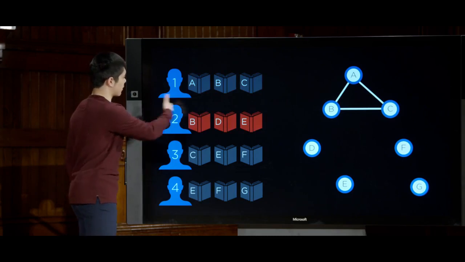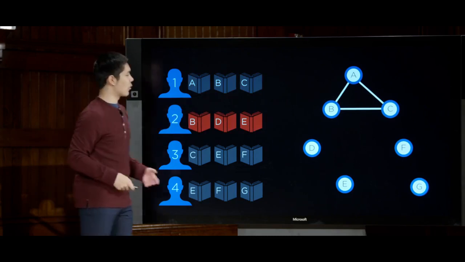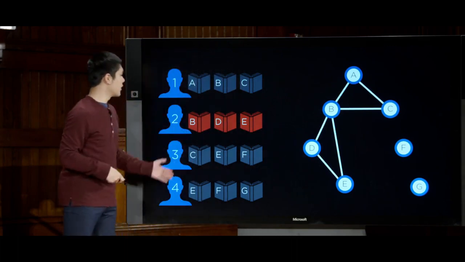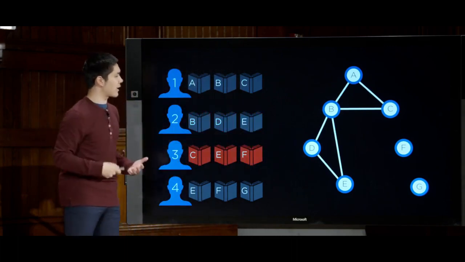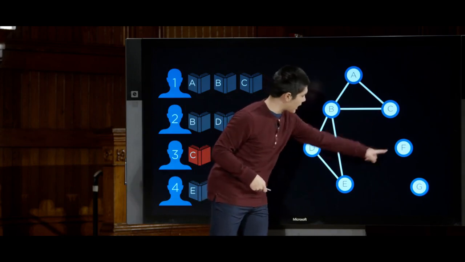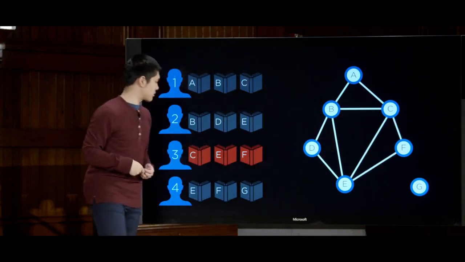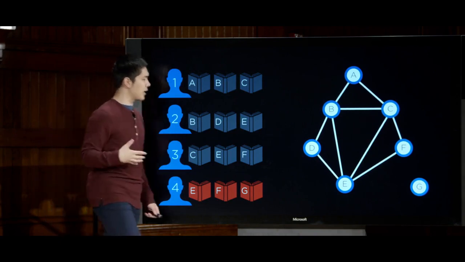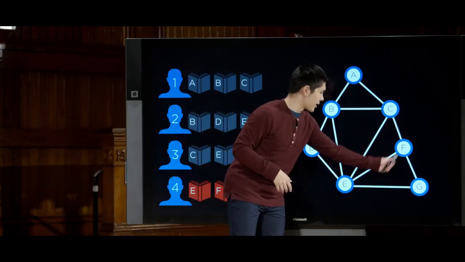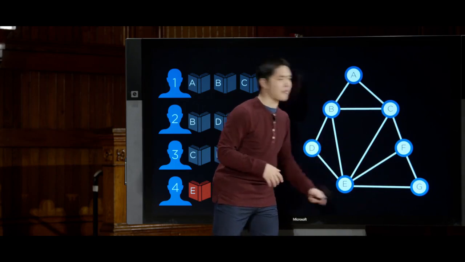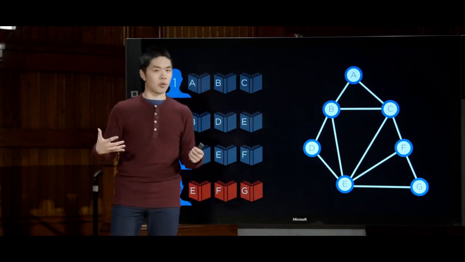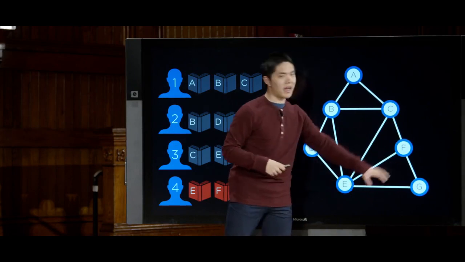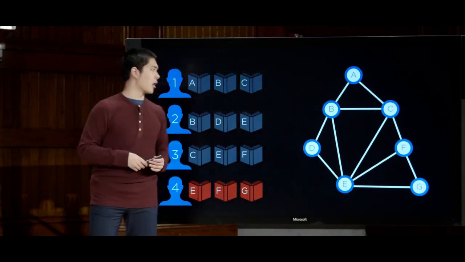So for student 2, who's enrolled in courses B, D, and E, well, that means B, D, and E all need to have edges that connect each other as well. Student 3 is enrolled in courses C, E, and F. So we'll go ahead and take C, E, and F and connect those by drawing edges between them too. And then finally, student 4 is enrolled in courses E, F, and G. And we can represent that by drawing edges between E, F, and G, although E and F already had an edge between them. We don't need another one, because this constraint is just encoding the idea that course E and course F cannot have an exam on the same day.